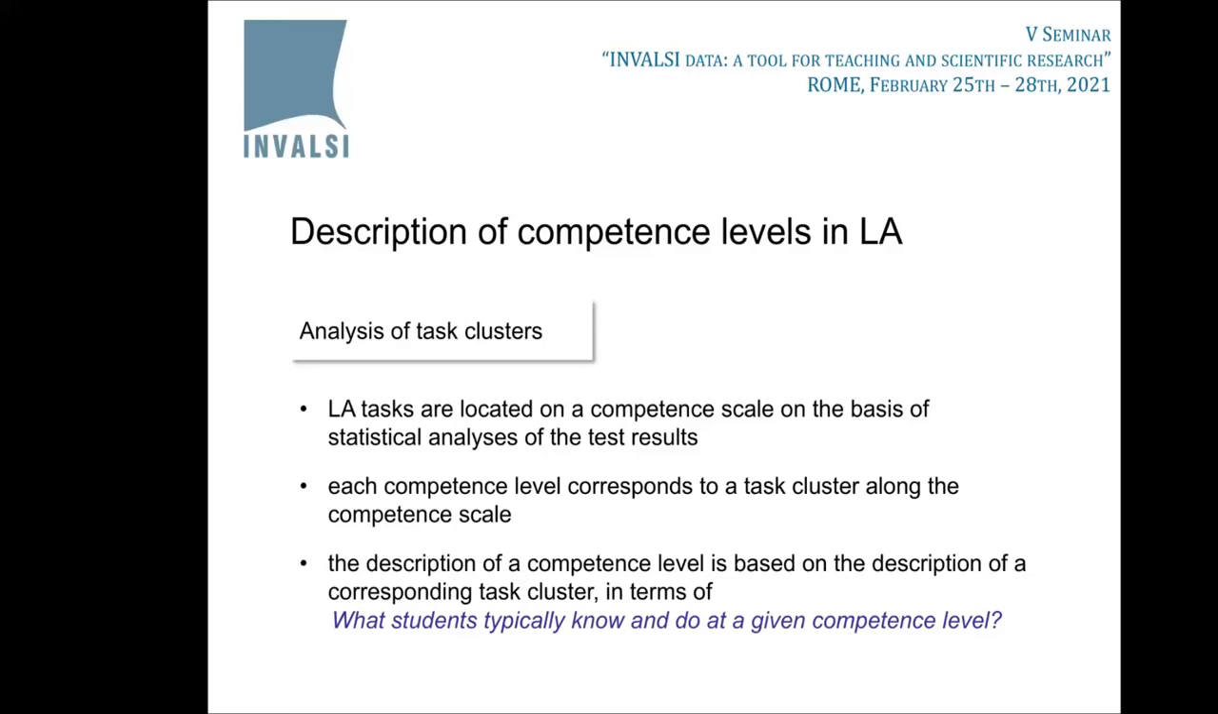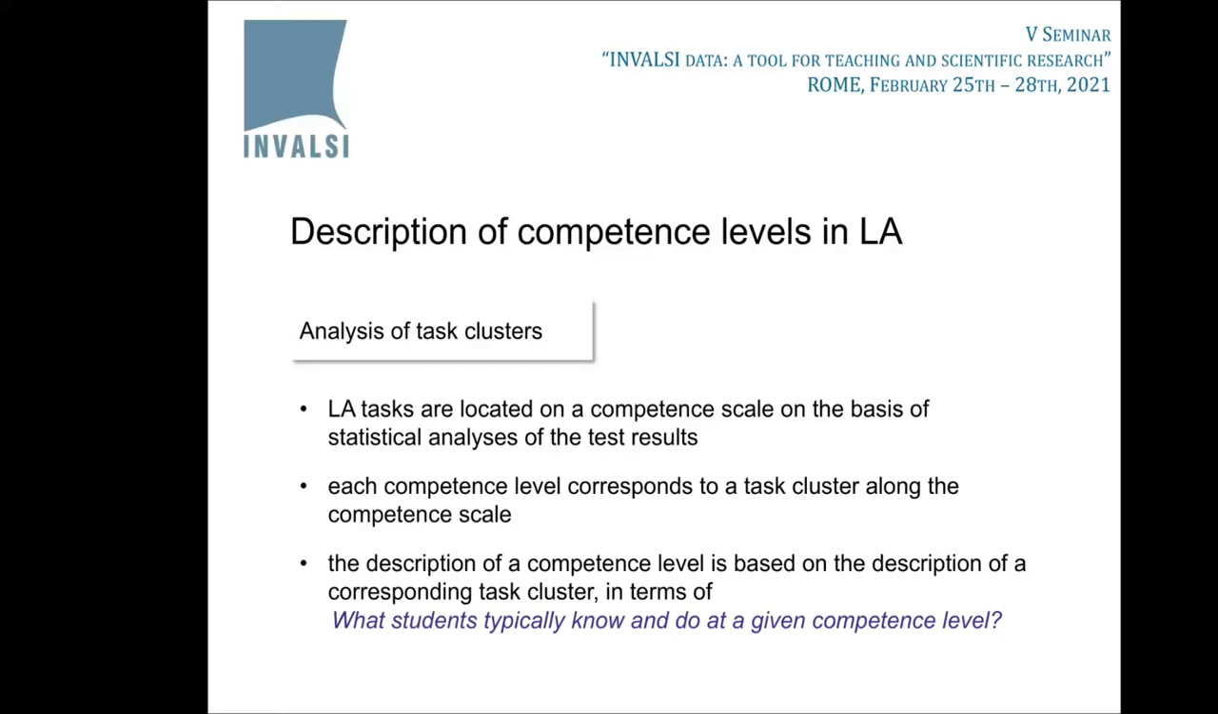The description of each competence level is based on the description of the corresponding task clusters in terms of what students typically know and do at a given competence level. So this means that when we describe the competence levels in language awareness, we have the statistics based on students' answers, and then we have the theory about language awareness, about implicit and explicit competence, but we cannot really see what the students are doing when they answer these questions. This is something I ask myself all the time when we work on the description of competence levels or when we create new language awareness tasks. I always ask myself, are the students really doing what we imagine, or are they answering our questions in a completely different way?